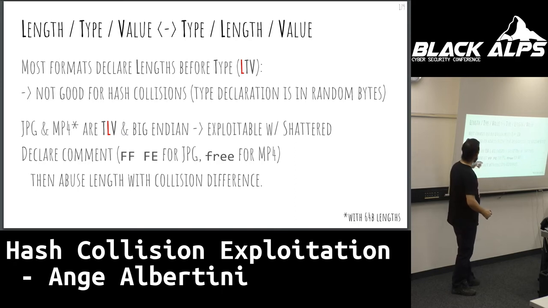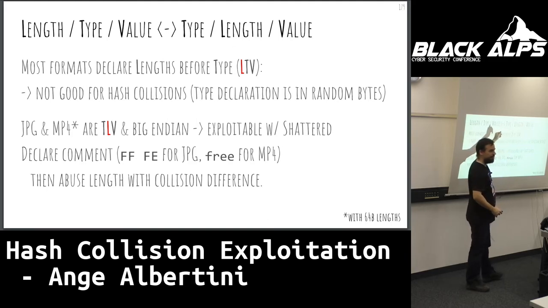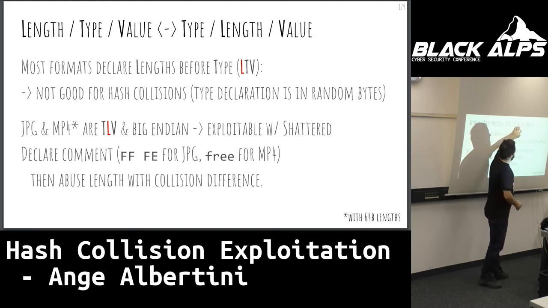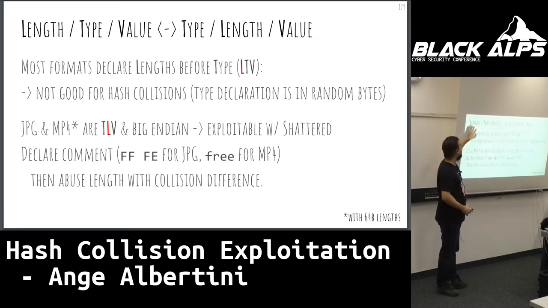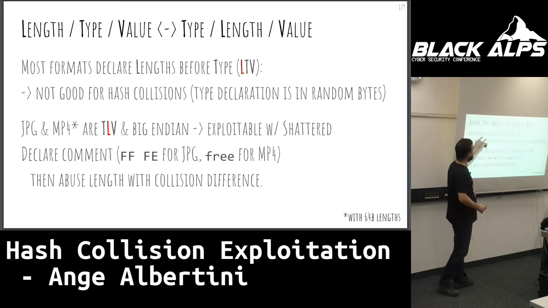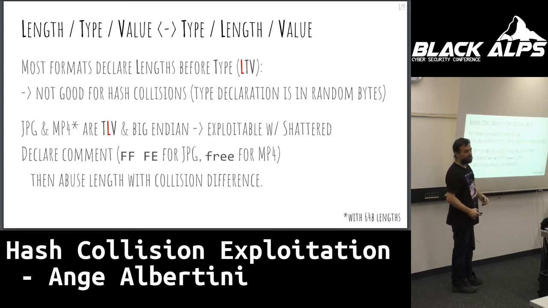So we need to exploit formats that are of the type, length, value kind, so the length is declared after the type, and not like in PNG, where the type comes after the length. Does that make sense? Why? There are very few formats that are type-length-value and very common: JPEG and MP4. MP4 can actually be in both styles because of some tricks, but anyway, it works.